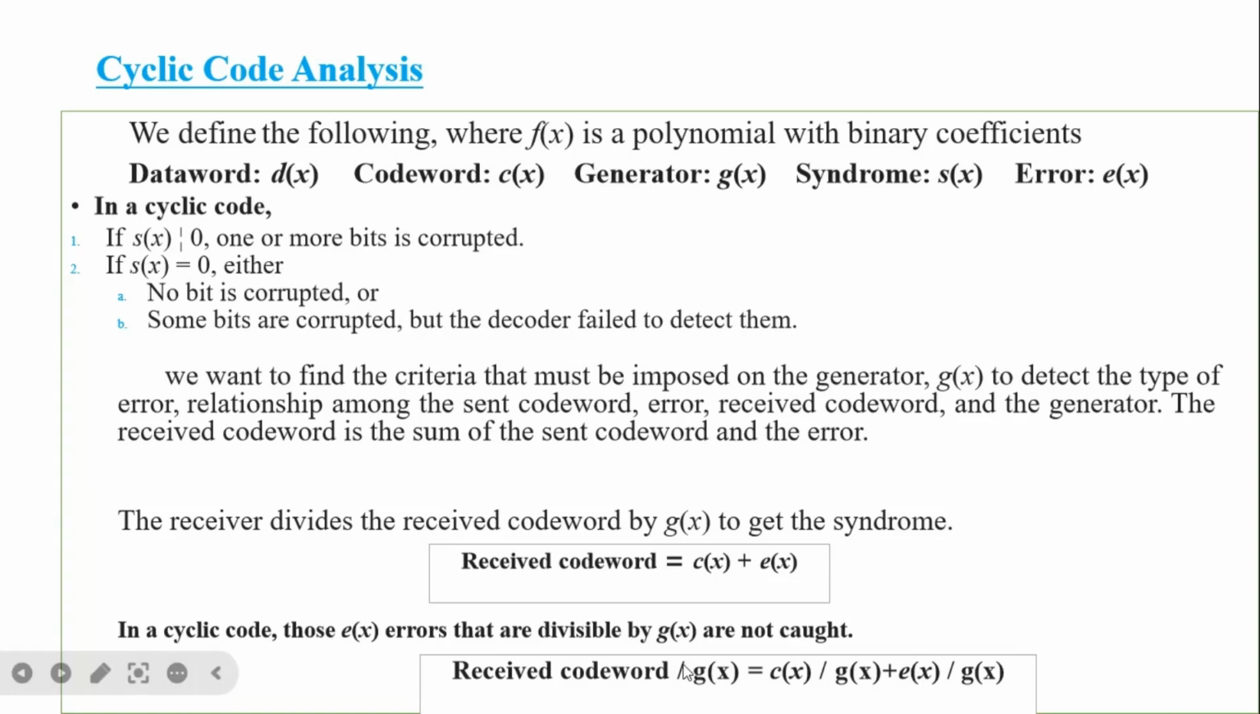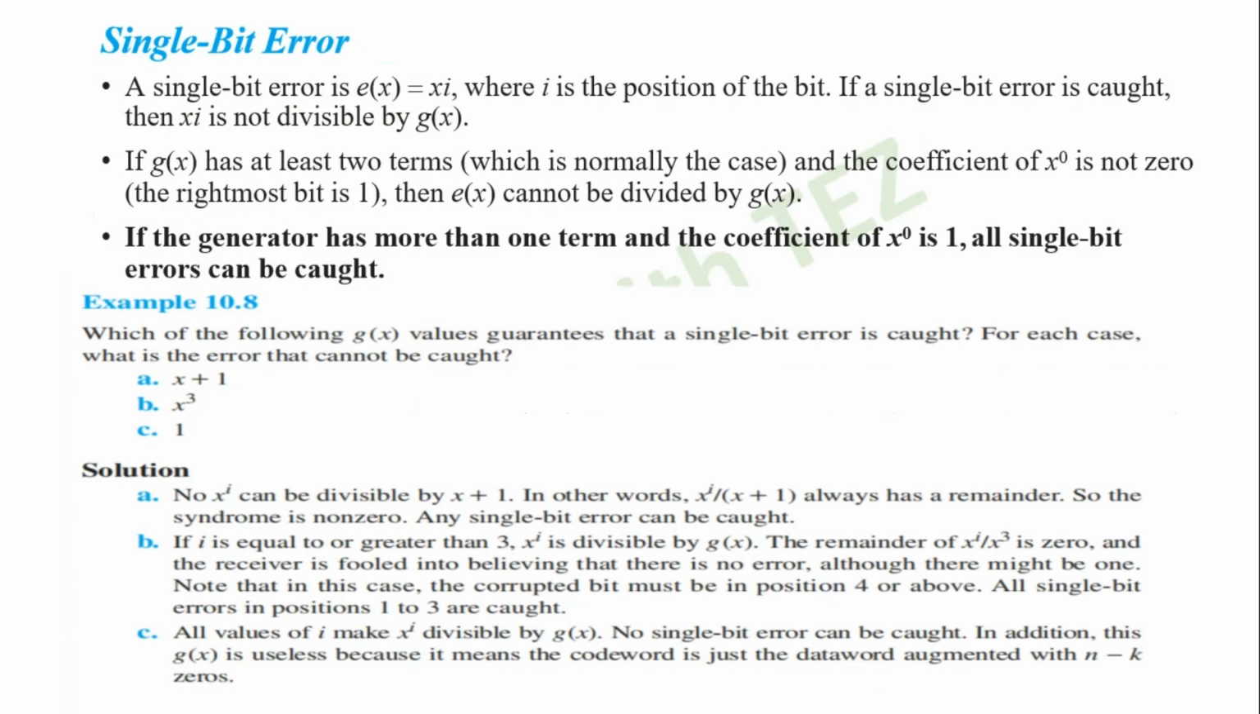We try dividing that with the generator polynomial. The code word part will get divided, but the error part should not get divided if there is an error. Why? Because only if the remainder is non-zero are the errors detected. So we work on that term.